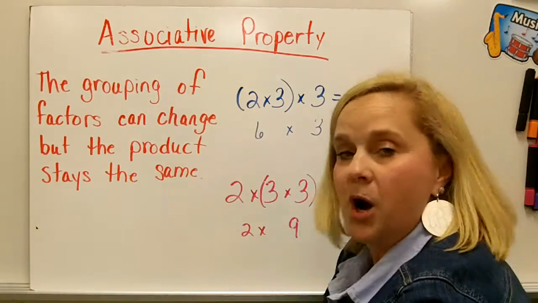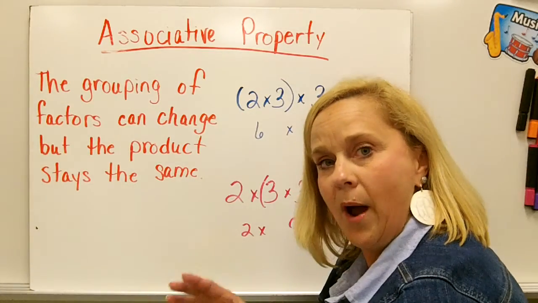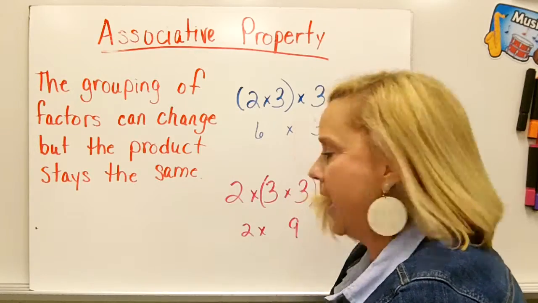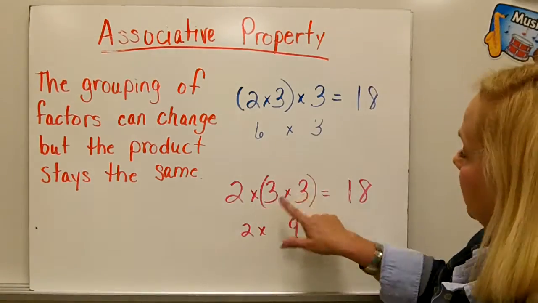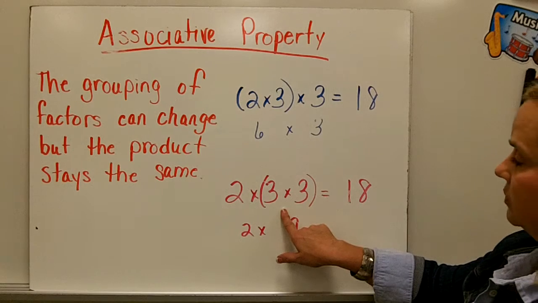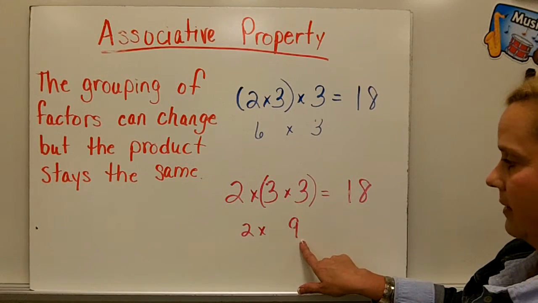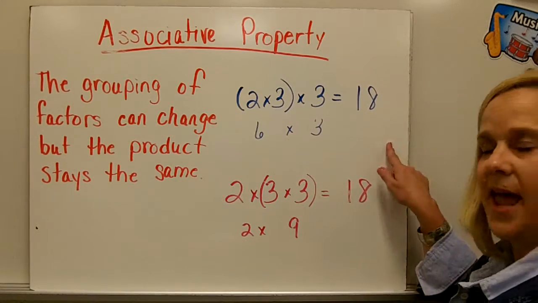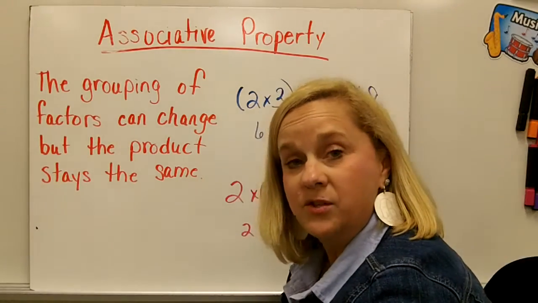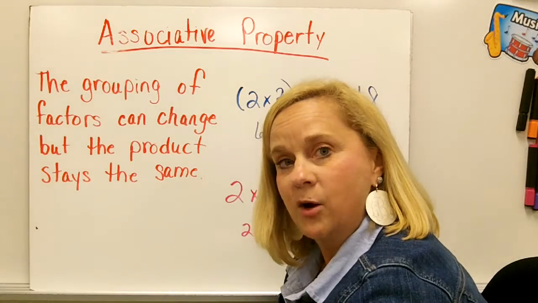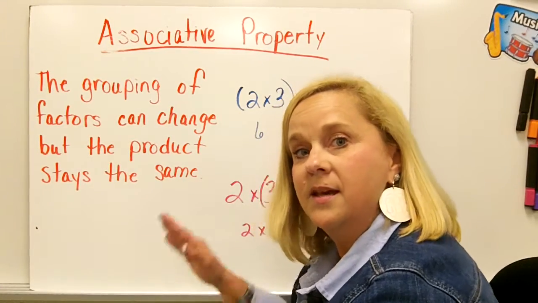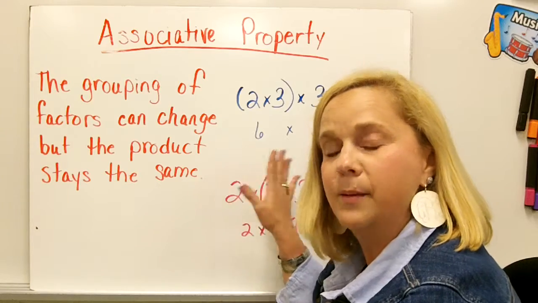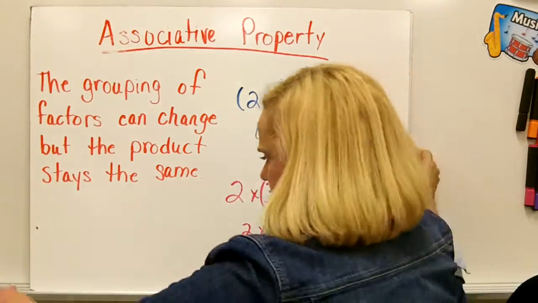The associative property means it doesn't matter how I group my numbers or how I associate them, the answer is still the same. Look at this problem. The parentheses mean that you have to do that operation first. So 3 times 3 is 9. I'm going to multiply that times 2, and notice my answer is the same. So what I want you to remember about the associative property, it doesn't matter what numbers are in the parentheses, the answer will still be the same. You can move the parentheses, keep the numbers the same, your answer will still be the same.